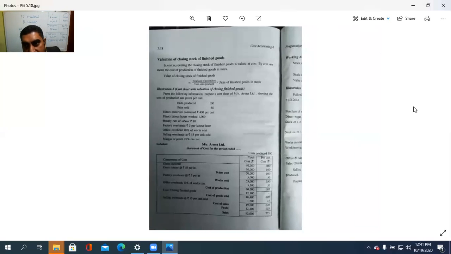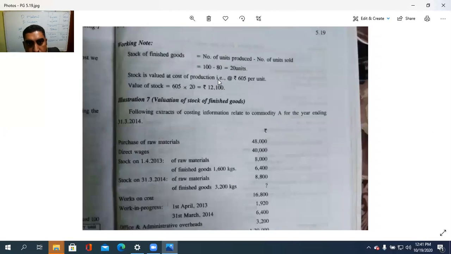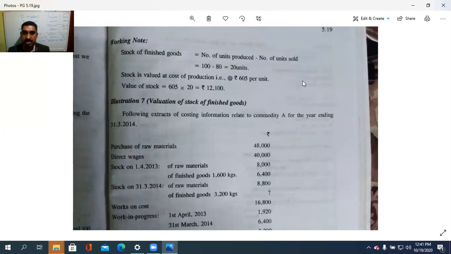Then closing finished goods, we need to calculate. So how is the calculation? Closing finished goods: stock is valued at cost of production at 605 per unit. How many units is this? Closing stock is 20 units, because the number of units produced is 100 and 80 is the number sold. So 100 minus 80, 20. 20 into 605, that is 12,100. That is the closing stock of finished goods.